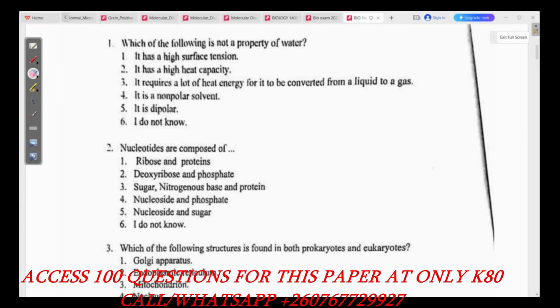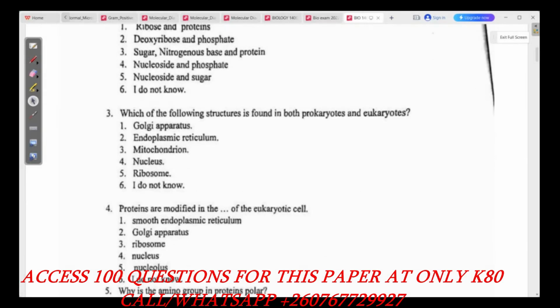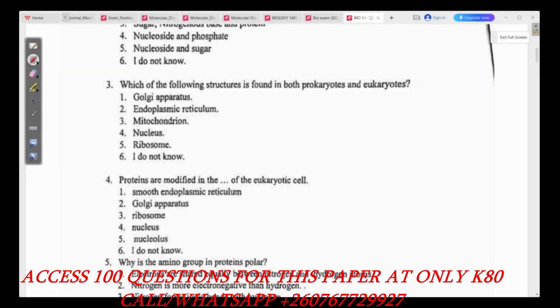Then we'll move on to question 3. Question 3 reads, which of the following structures is found in both prokaryotic and eukaryotic cells? So we're looking for that organelle which is present in both prokaryotic and eukaryotic cells. One is saying Golgi apparatus. Golgi apparatus is not found in prokaryotic cells.